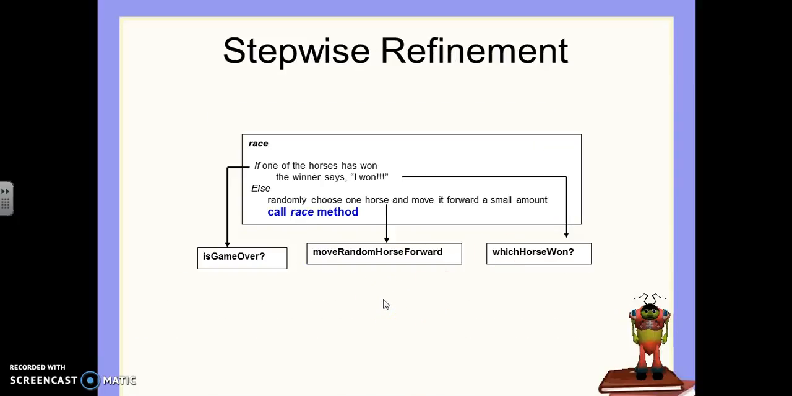So in order to do this, let's take a look at breaking this down in stepwise refinement. Race: if one horse has won, then we can call that method is game over. The winner says I won, which means which horse won. And then finally, in the else, move random horse forward. Those would be our three methods that are going to be stepwise refined into the race method.